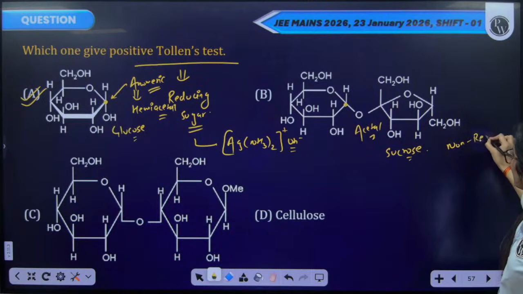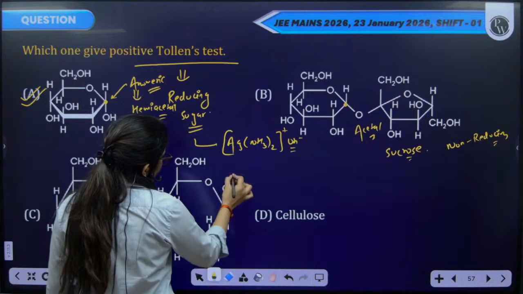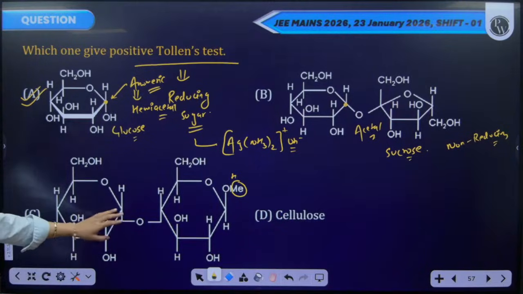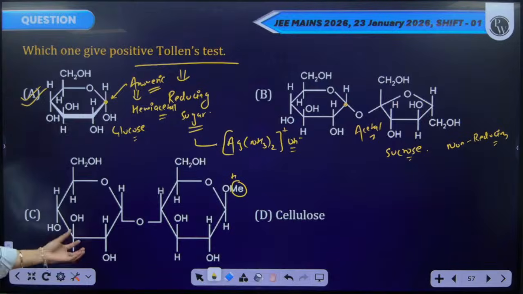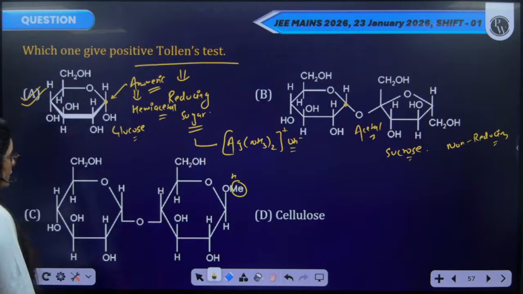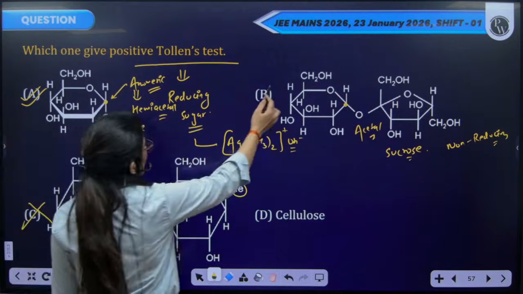Okay, then again this is the structure of maltose, but here at the position of hydrogen, the Me has been placed over here. So again it will not be able to act as a reducing sugar. Why? Because it also does not have any hemiacetal form contained in it. You can check over here and over there, nowhere will you find any hemiacetal form, so this one will also not give you the Tollens test.